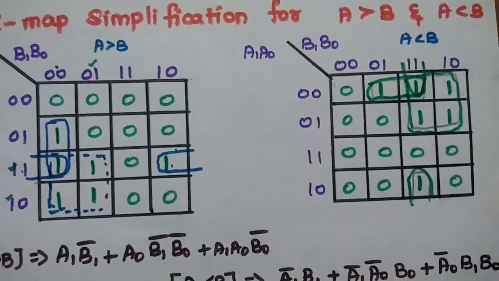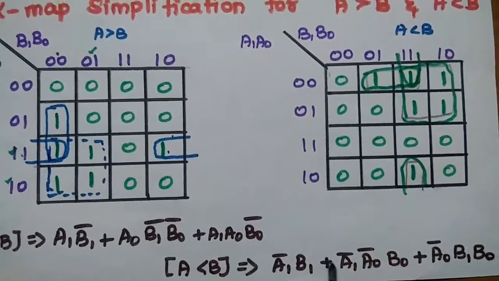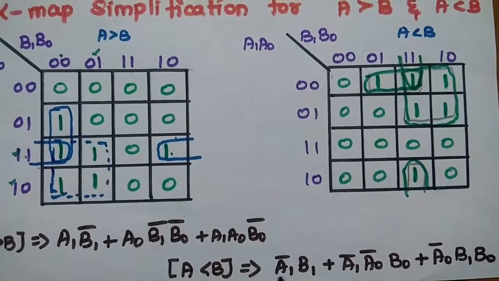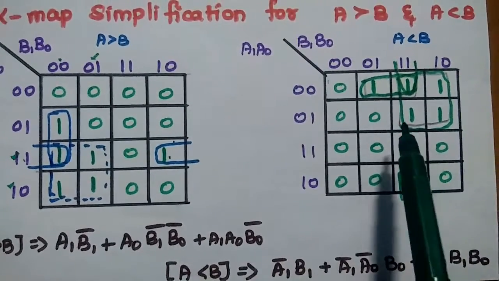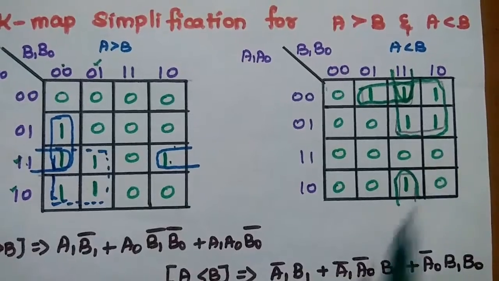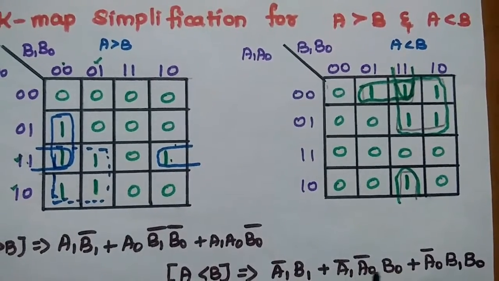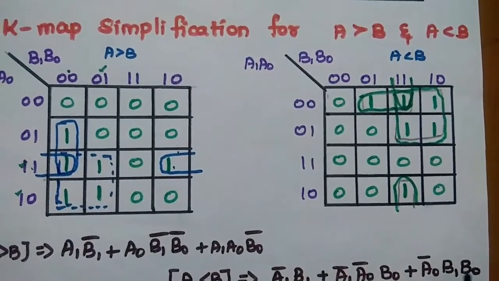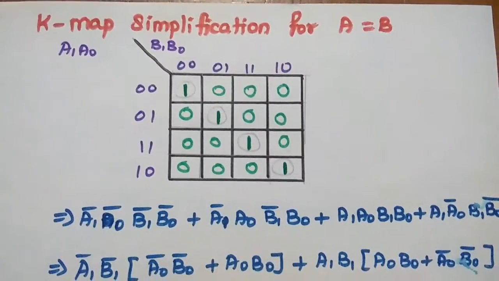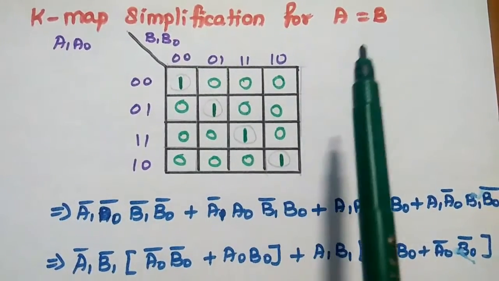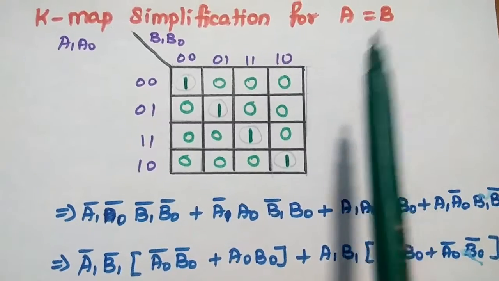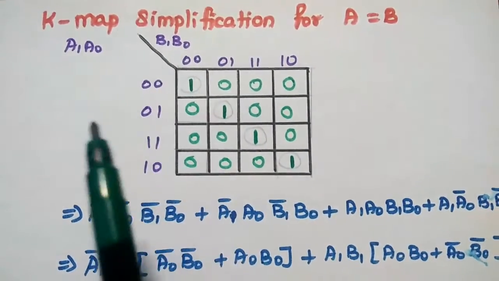Okay, so for this grouping, we can obtain the expression like this. A less than B is equal to A1 bar B1 for this 4 bits plus A1 bar A naught bar B naught plus A naught bar B1 B naught. Finally, the Boolean expression for A is equal to B using K-map simplification.